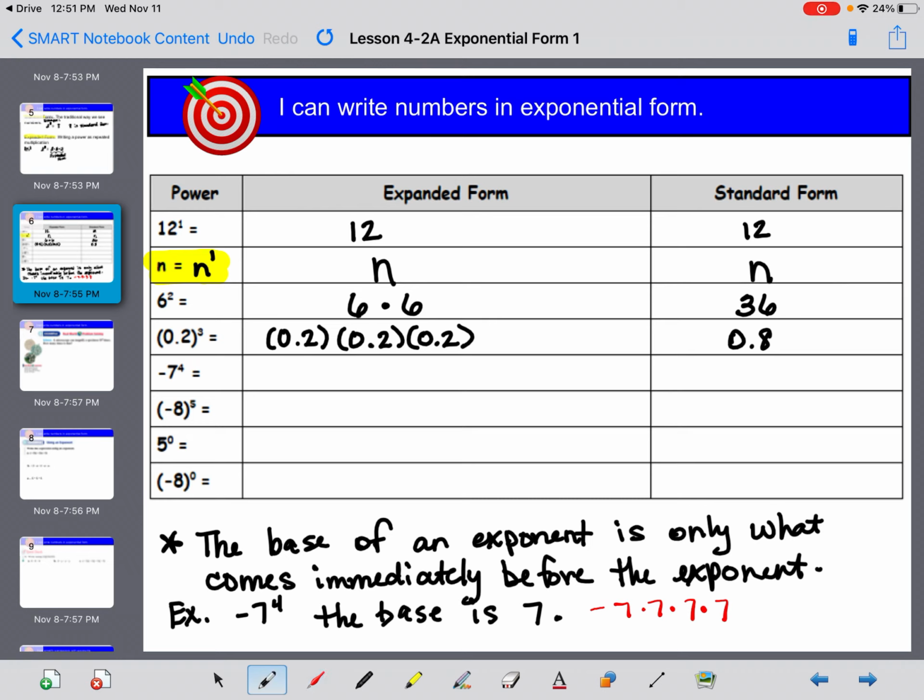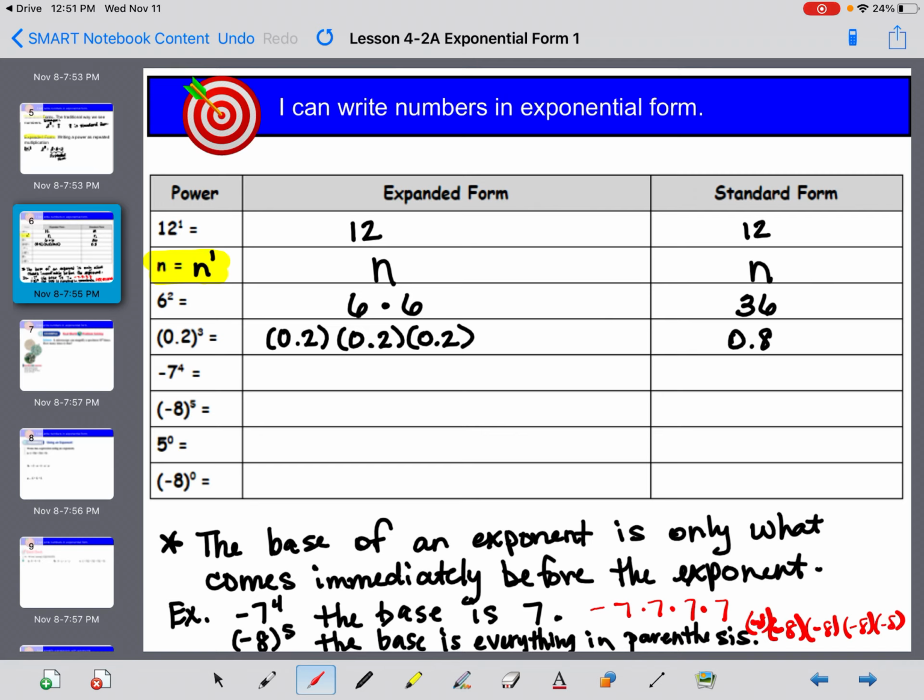If, however, there is an example like the next one, negative 8 to the fifth power, here the base is the parentheses, because the parentheses is immediately before the exponent. The base is everything in parentheses. So you would write negative 8 times negative 8 times negative 8. Ooh, I got to squeeze another negative 8 in there.